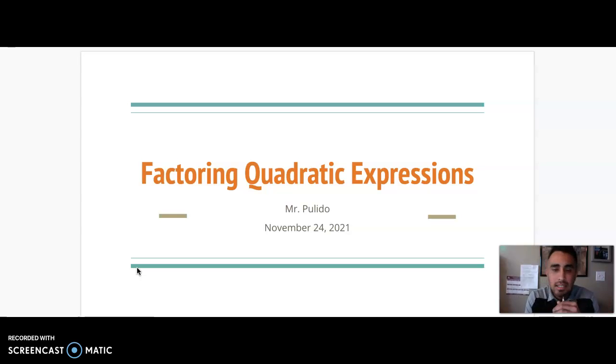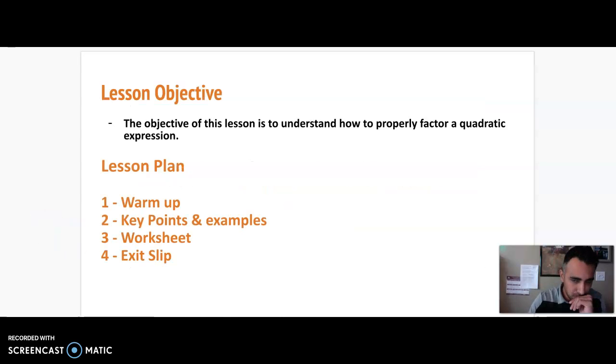So today's lesson is factoring quadratic expressions. The objective of this lesson is to understand how to properly factor a quadratic expression. The lesson plan today, we're going to begin with a warm-up with some simple problems just to warm up the mind. We're going to move on to some key points and examples involving quadratic expressions and how to factor.